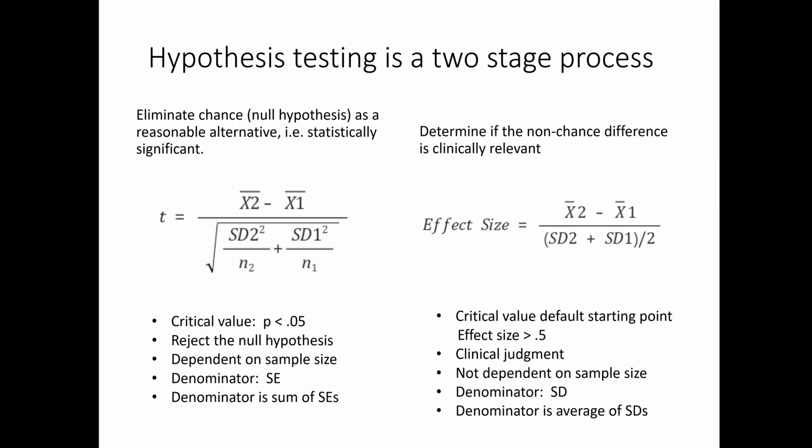Most papers stop at the first step and don't talk about the second too much. And if they do, they talk about it only in the sense that they say, well, my results were statistically significant, therefore it's implied that they're clinically important. Nothing could be further from the truth.